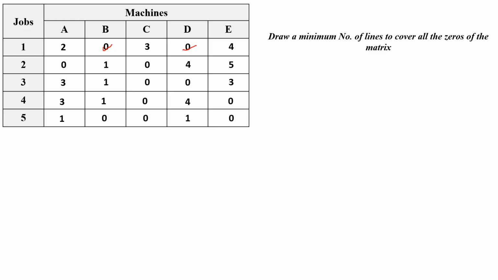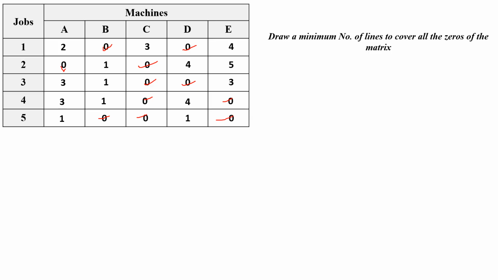Similarly, the second row also has two zeros, so I have to skip the second row. The third row also has two zeros, so I skip the third row. The fourth row also has two zeros, so we skip the fourth row. Similarly, the fifth row also has more than one zero, that is three zeros, so I have to skip the fifth row also. Then I have to go for the column scanning.